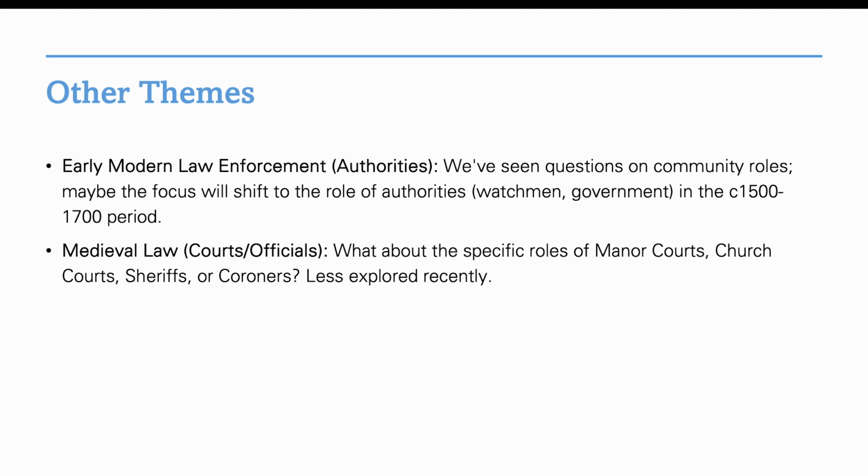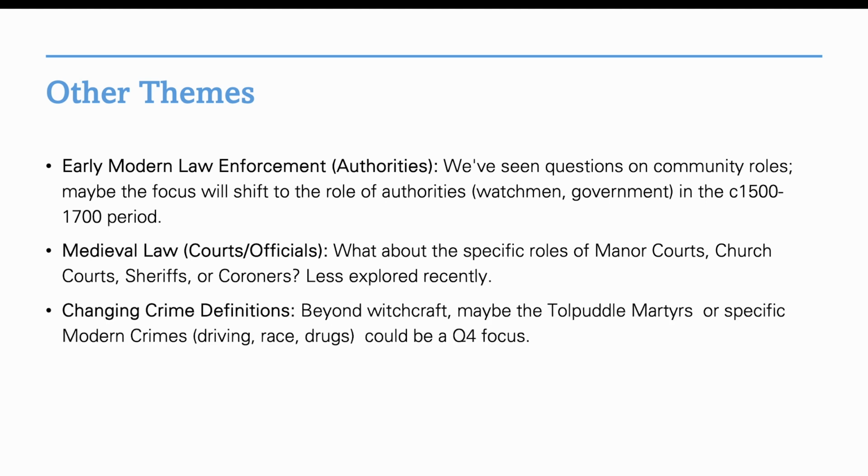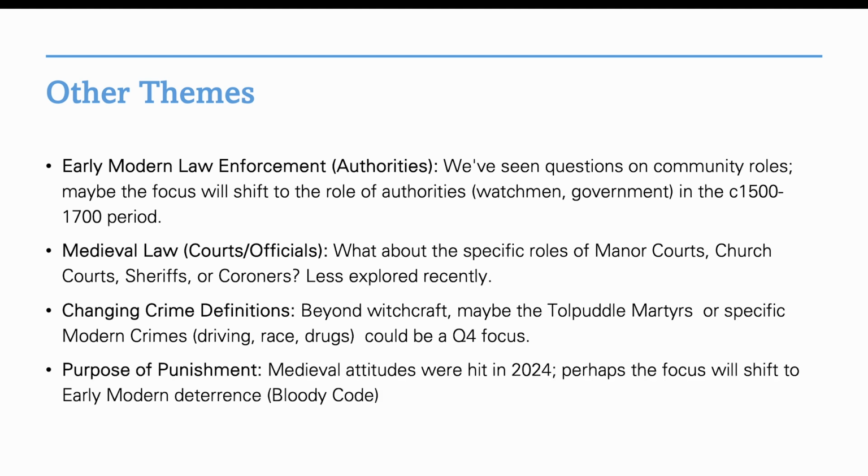For changing crime definitions beyond witchcraft, we think that the Tolpuddle Martyrs or specific modern crimes, such as driving, race, drugs, could be a question 4 focus. Finally, regarding purpose of punishment, medieval attitudes were hit in 2024. Perhaps the focus will shift to early modern deterrents such as the Bloody Code.